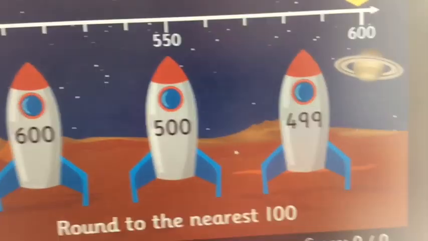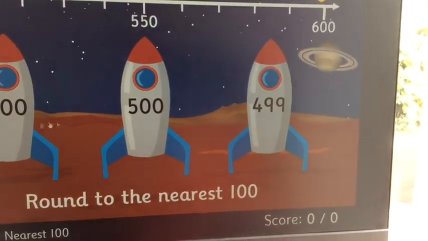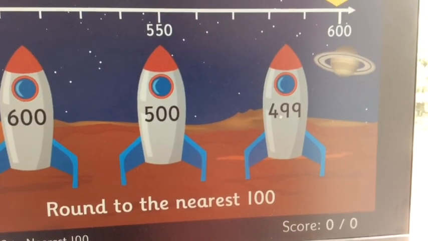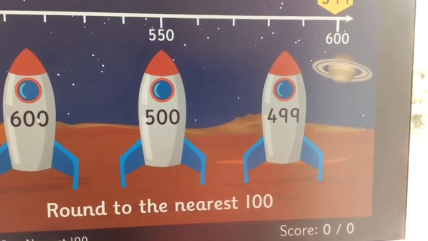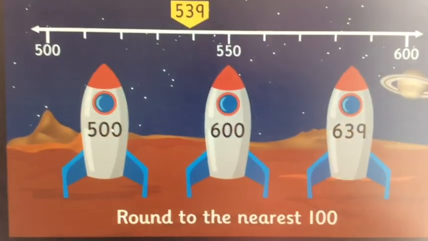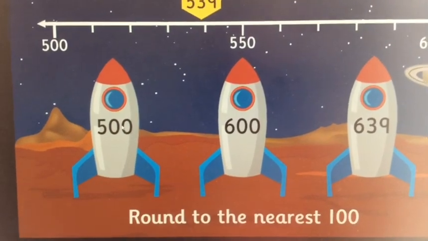So your target number is 599. Are you going to round it to 600, 500 or 499? Hopefully you realise it's 600. Blast off. And so on. Have fun, my little astronauts.